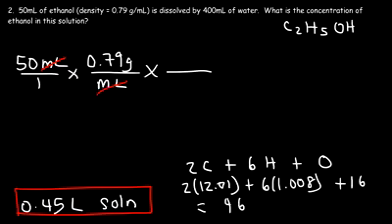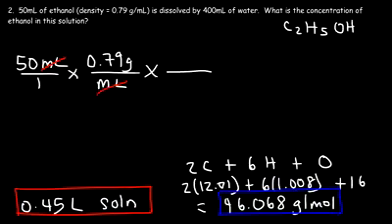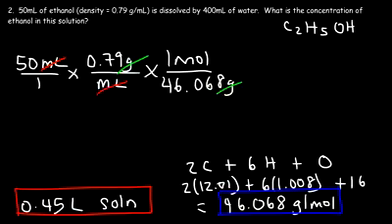So this adds up to 46.068 grams per mole. So that's the molar mass of ethanol. So 1 mole is equal to 46.068 grams. Now the last thing we need to do, once we have moles, is to divide by the number of liters, which we know is 0.45.